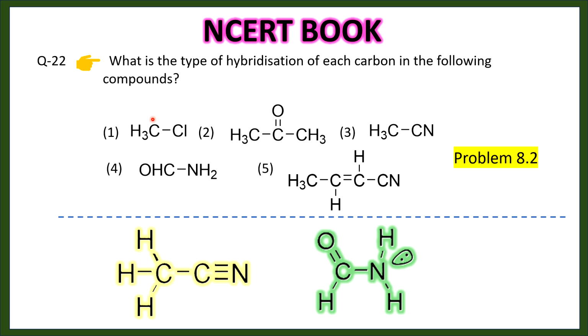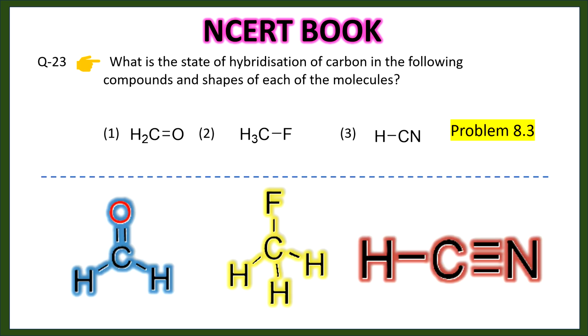We can see CH3Cl, CH3 is sp3 hybridization, all attached by single bonds. So sp3. In this case CH3 means sp3, C=O is sp2, and CH3 means sp3 and C≡N triple bond means sp. Here we can see CHO is an sp2 carbon, and CH3 means sp3, C double bond means sp2, and C≡N triple bond means sp.